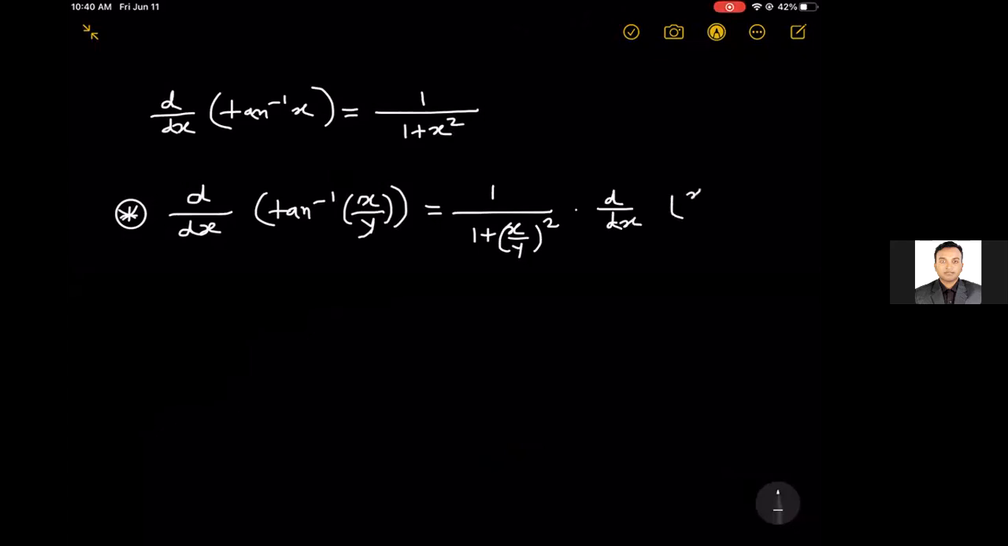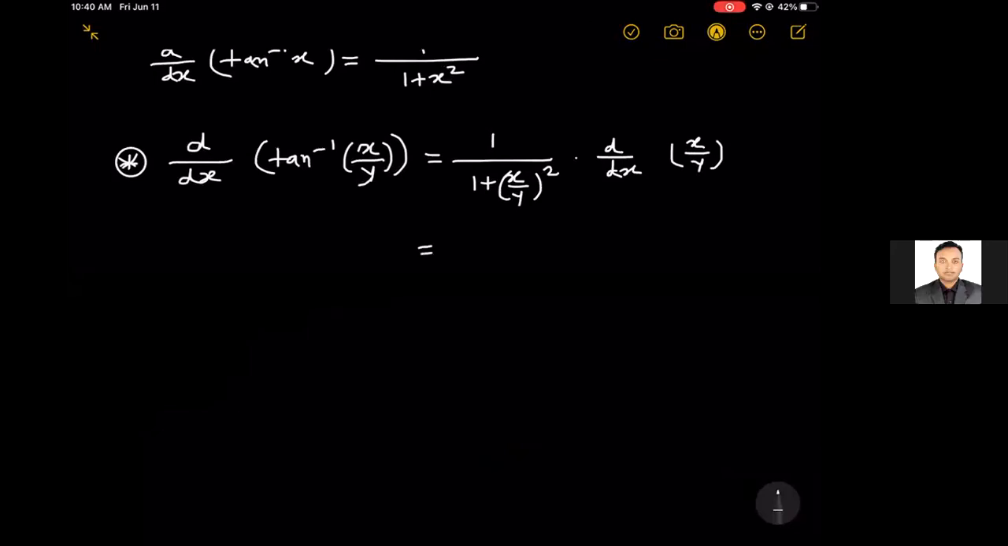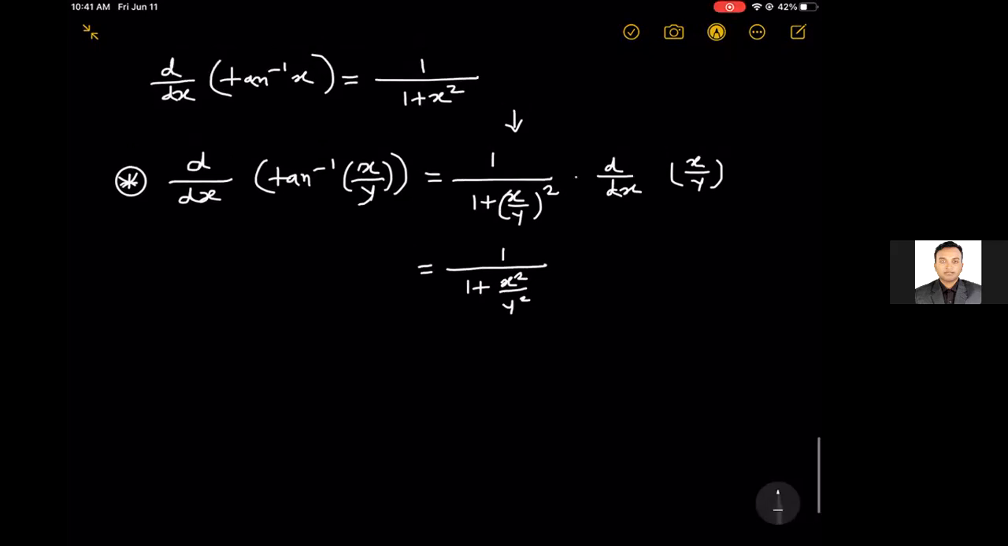Very good. Okay, so let's simplify this first term. So this will be 1 over 1 plus x squared over y squared. Now what's the derivative of x over y? This would be interesting. Is it 1? Nope, it's not 1. If it was only x, then it would have been 1. We have x over y. Anyone else?